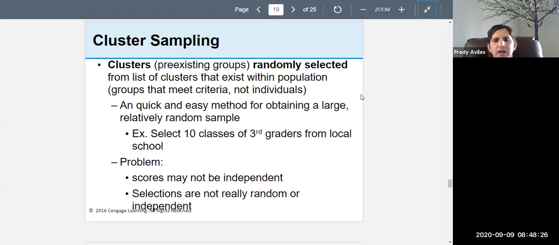And selections are not usually random or independent. The chances of obtaining one class or the other, well, not the chances of obtaining the cluster, but the chances of obtaining one person, one student versus another, they're not independent, like I explained, right? It depends on whether you're in the class or not. So there are some problems. It violates some of the rules of probability sampling, but it's still called probability sampling.